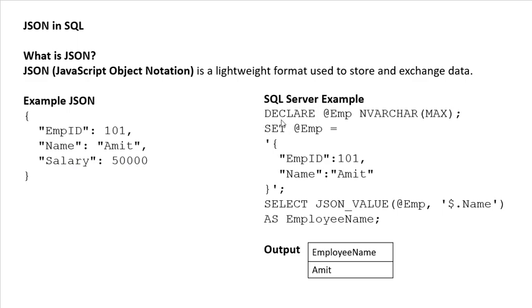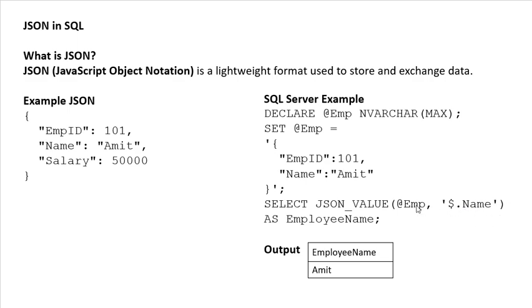SQL Server example: DECLARE @emp NVARCHAR(MAX); SET @emp = '{"employeeID": 101, "name": "Amit"}'; string values are given in double quotes, so "Amit" in double quotes, then the closing curly brace, the single quote, and the semicolon. Then SELECT JSON_VALUE(@emp, '$.name').